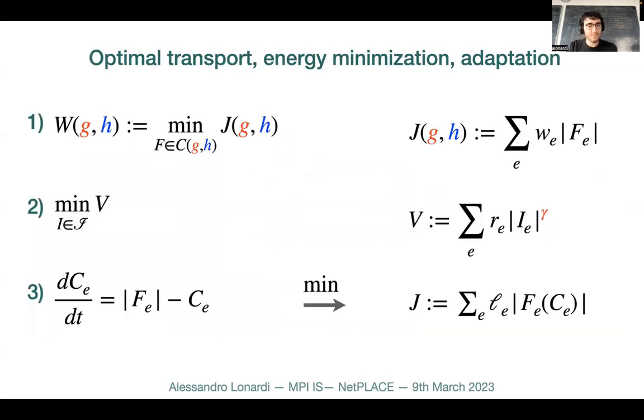So now I introduce three formulations, 1, 2, and 3. The first one was the one of shipment of ice cream, and it's related to a mathematical formulation that is called optimal transport problem. The second one was the physics formulation, so what I call energy minimization. And the third one was self-adaptation, so it's the story of the slime mold.